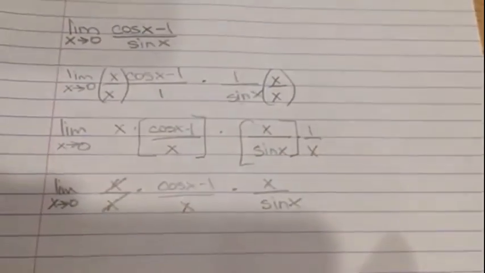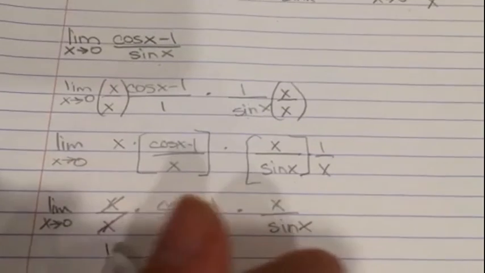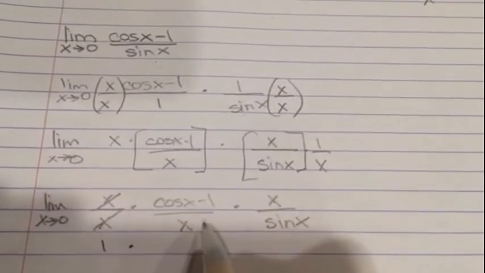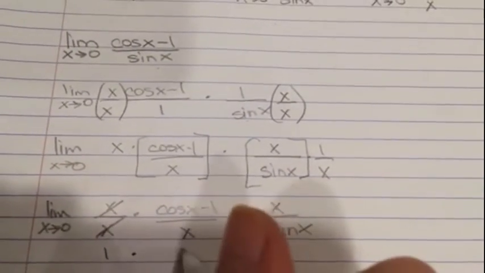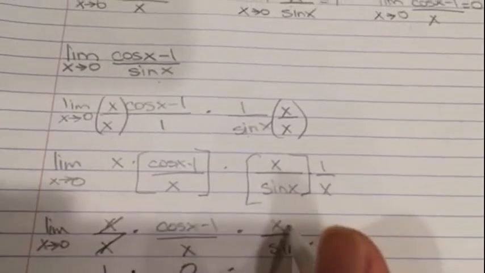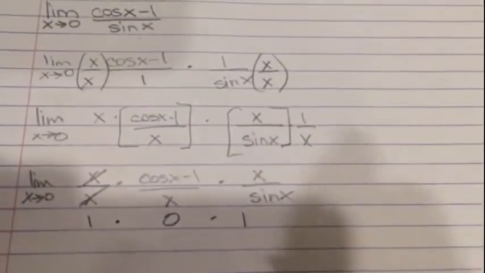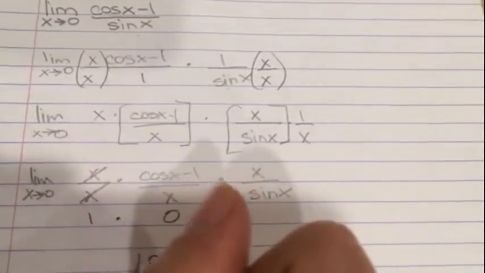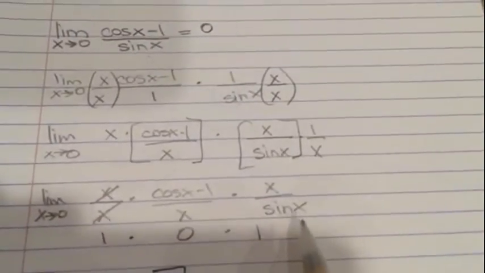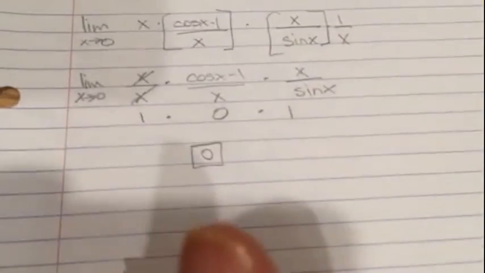Well, we know that x over x is just 1. And then cosine x minus 1 over x as x approaches 0 is 0, and x over sine of x is 1. So 1 times 0 times 1 is 0. So the limit of the original function here is 0. And we used known limits to come up with that. Now you're going to try one more on your own.